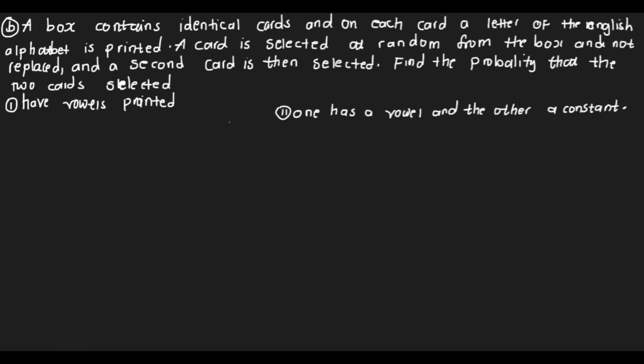Okay, so now we move on to question 4b. A box contains identical cards and on each card a letter of the English alphabet is printed. A card is selected at random from the box and not replaced, and a second card is then selected. Find the probability that the two cards selected, Roman number 1, have vowels printed.